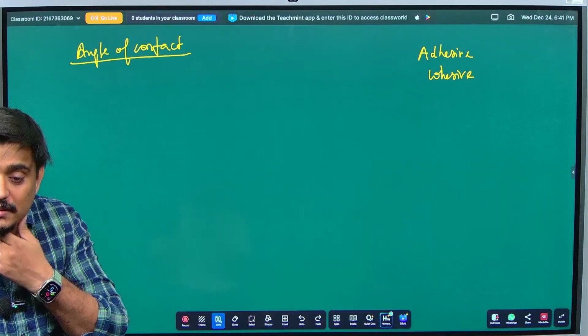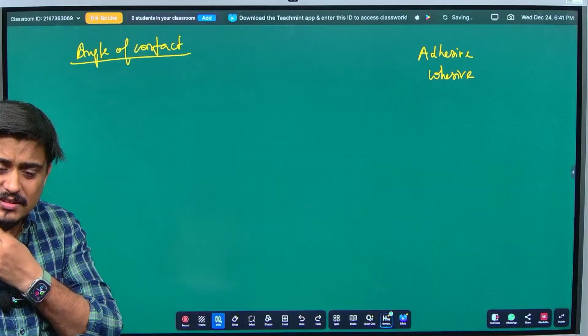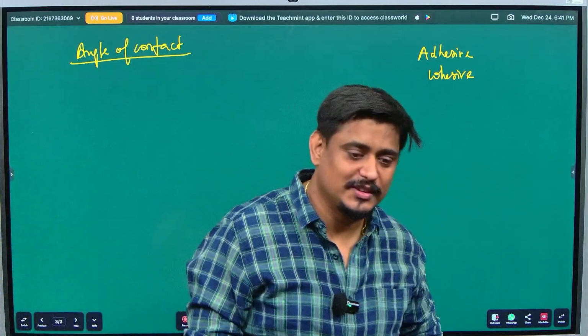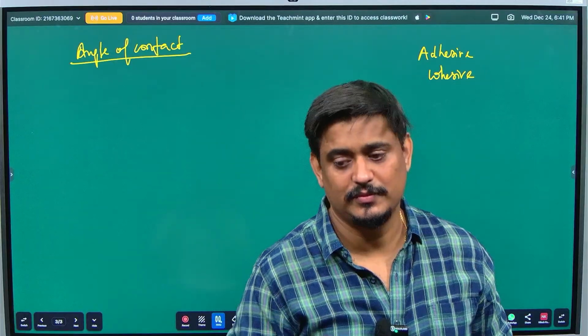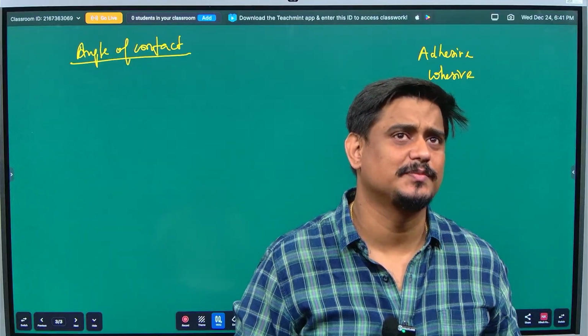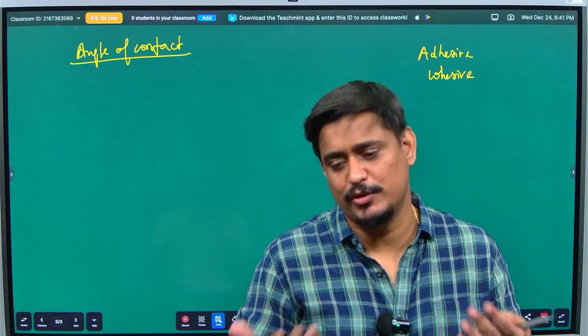Adhesive means? Strong bonds between molecules or... Okay, what is cohesion? Weak bond. Very good. No. It is the force of attraction between the particles of the same substance. Yes, what is that? Cohesion or adhesion? Cohesion. Adhesion is between different molecules.